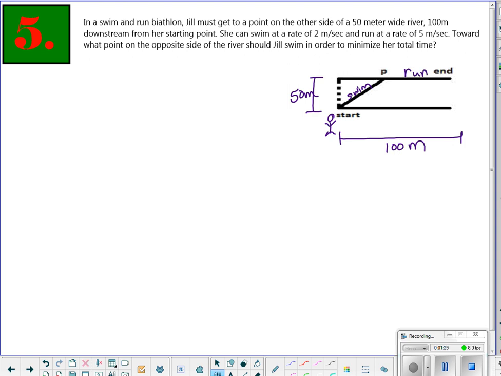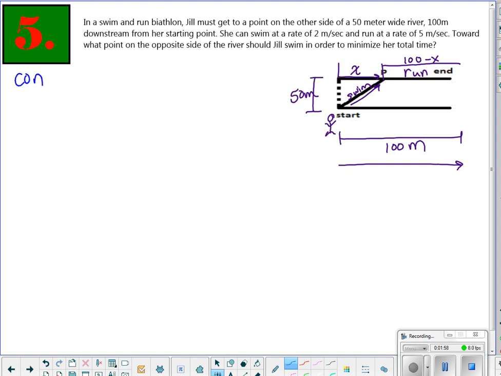So P is the point that we're going to mark off, which would really be, if I consider that this is a full 100 meters along here, let's have her swim to the point that is x meters downstream. Her actual swimming length will be the hypotenuse of that right triangle, and then she'll run the remaining portion of this, which would be 100 minus x. Okay? That's kind of the idea behind here.